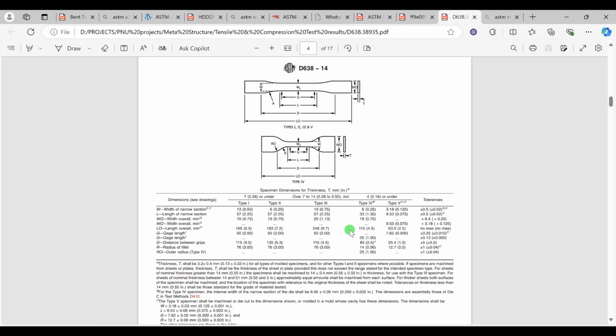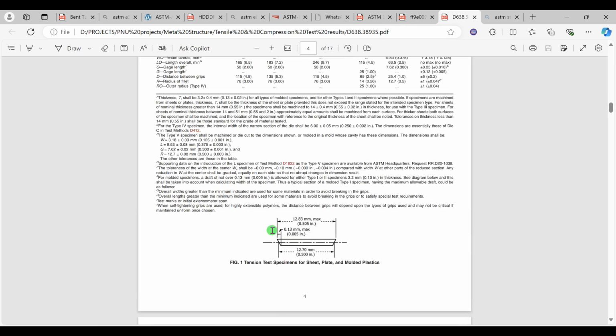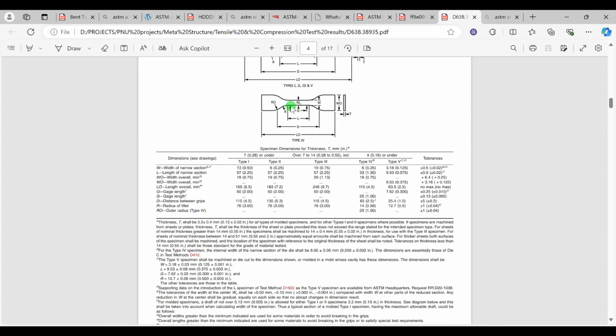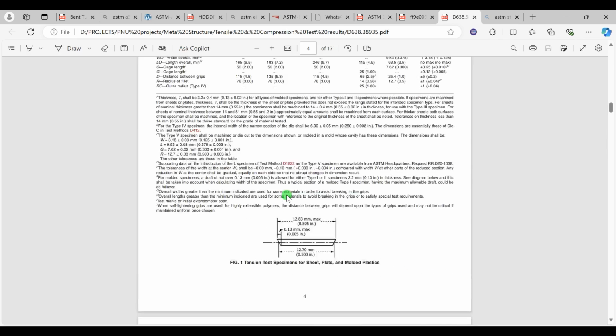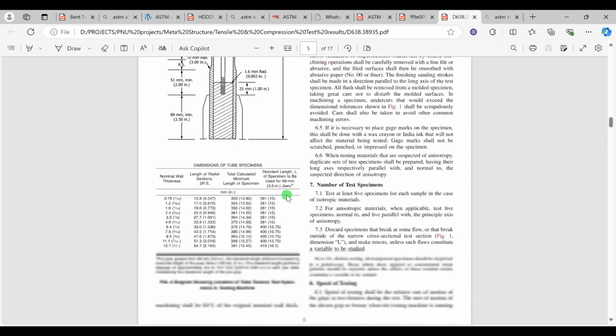So please consider and pay full attention to this topic for selecting the good and appropriate specimen and dimension for your work based on your material.